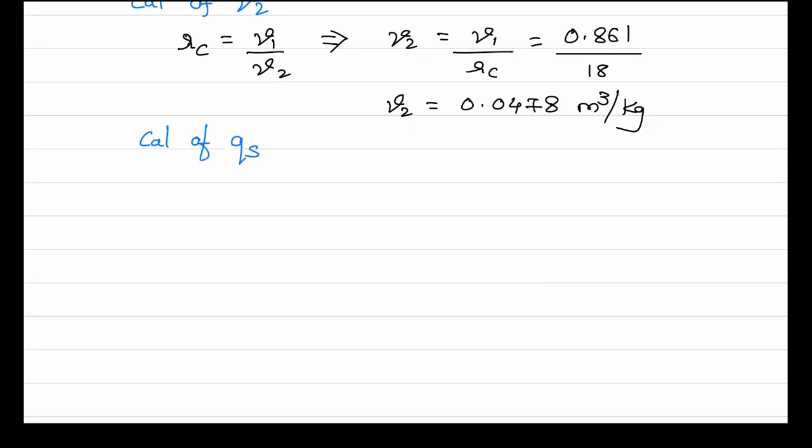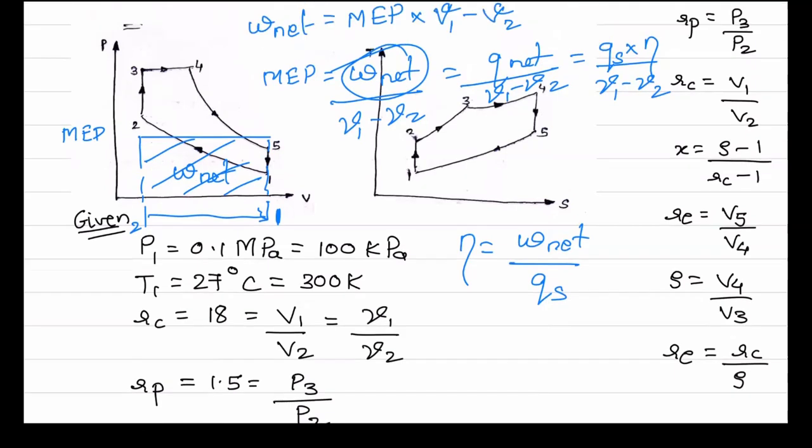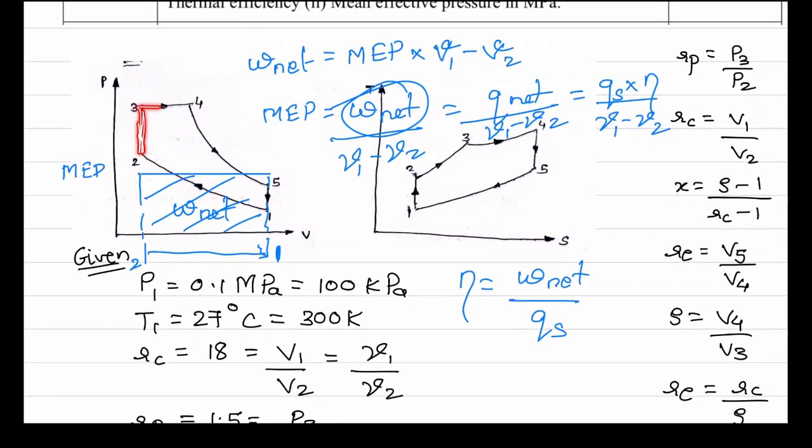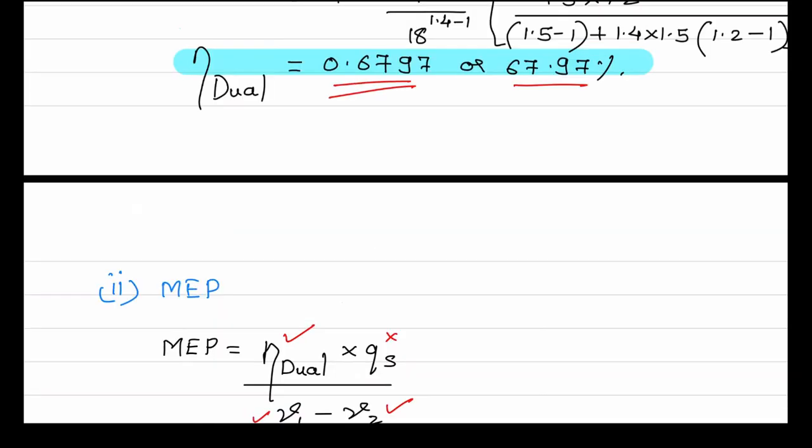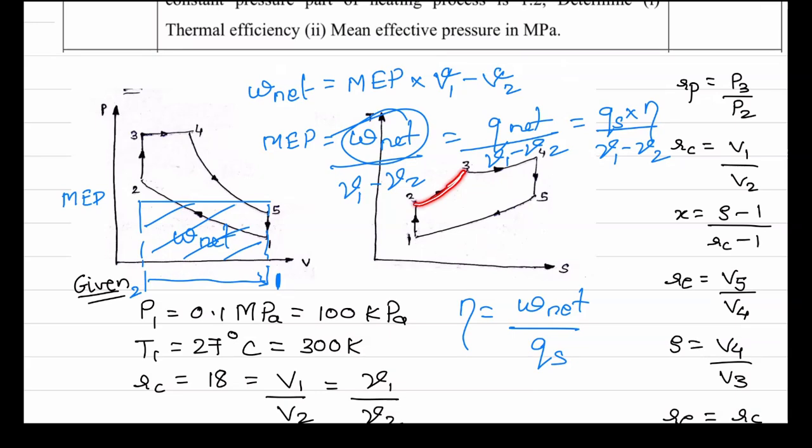Now, if you can recall, heat is added first at constant volume and then at constant pressure. So QS will be equal to QSV, heat supplied at constant volume, plus heat supplied at constant pressure. Heat supplied at constant volume will be CV delta T. For delta T we will see the TS diagram. In the 2 to 3 process, T3 is higher, T2 is lower. So T3 minus T2.